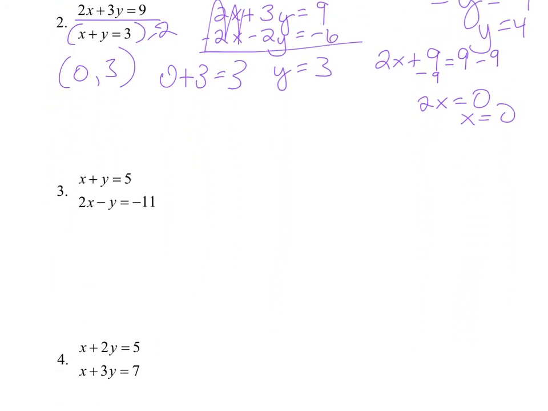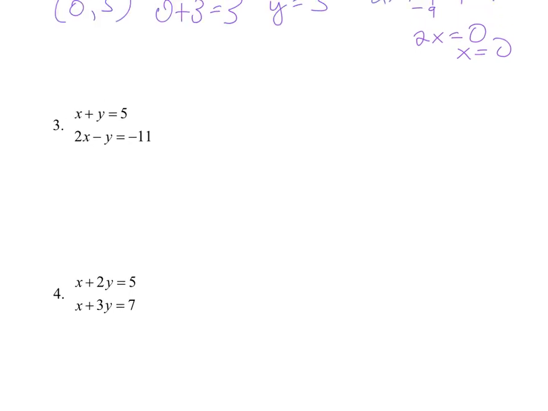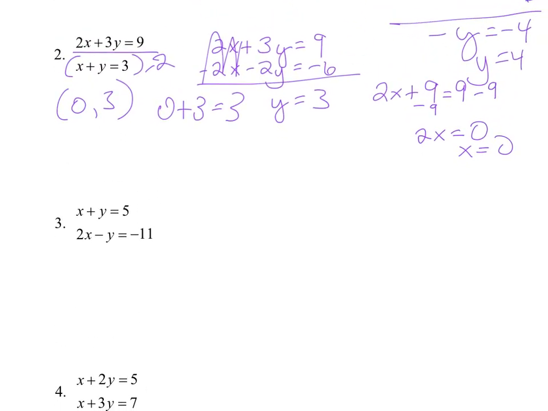Okay, number 3 here. It's much easier for me to write a little closer to the screen. Okay, I can just add these straight up because I have a plus y and a minus y. That makes life easy. Those cancel out. 1x plus 2x is 3x. 5 minus 11 is -6. Divide by 3. x is -2. Yay. Find y.